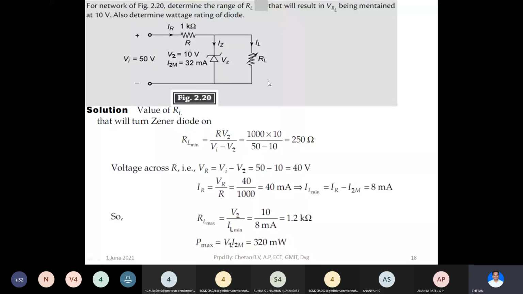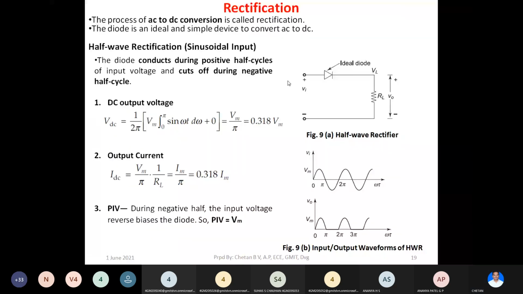Afterwards, in the last class, we discussed rectification. Rectification is the process of AC to DC conversion, and basically diodes are suitable devices to perform rectification. Depending on the number of diodes that we use, we have different rectifiers. The first category is the half wave rectifier, where we use a single diode. In the last class, we studied this half wave rectifier.